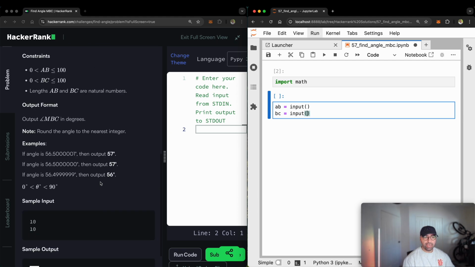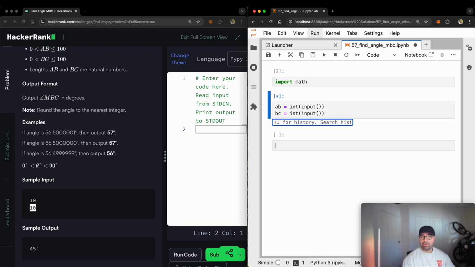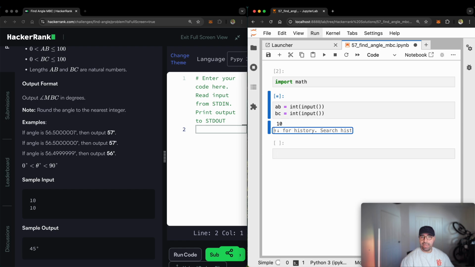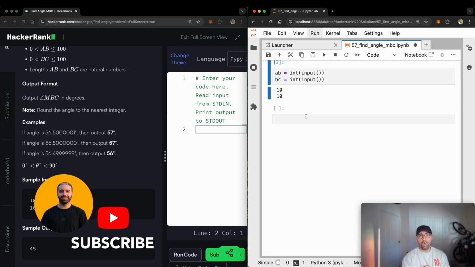When I look at the input from the user, I can see that they are both numbers. The input function gives me a string output, and that's not what I want. I want a number because I will be doing mathematical calculations. So all I need to do now is convert this into an integer and also convert this into an integer so that I will be receiving a number. I can run that, and I'm going to replicate exactly what the example is. So AB is 10 and BC is 10 as well. So the input part is all sorted.